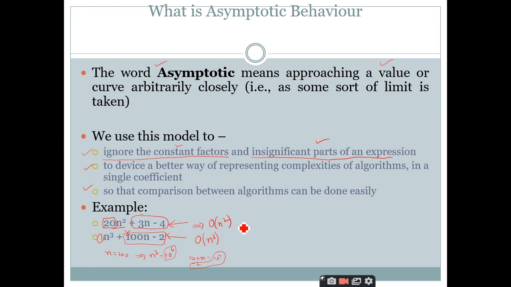Now is it clear why we have gone through this approach, asymptotic notations? Yes, sir. Right. So the second point is what we have discussed: to devise a better way of representing the complexities of algorithms in a single term or a single coefficient. In order to express the efficiency of the complexity of algorithms in a single coefficient, we are making use of these asymptotic notations, so that the comparison between algorithms can be done easily.